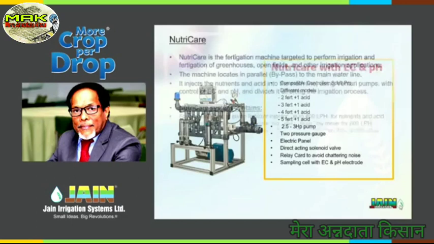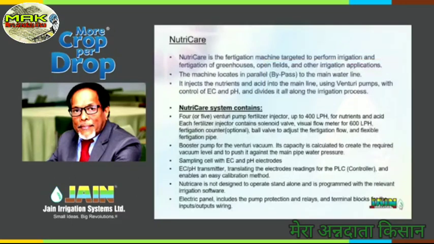Basically, NutriCare is the fertigation machine, as we call it. It is targeted to perform both irrigation and fertigation in climate controlled cultivation, like greenhouses and large open fields, and it has other applications. Basically, it's a bypass device. Water is passed from the main line into the system, so that the fertilizer goes back to the system. It injects the nutrients and acid into the main line using Venturi pumps. But this is required, as I said, for large farms or climate controlled, high-precision farms.